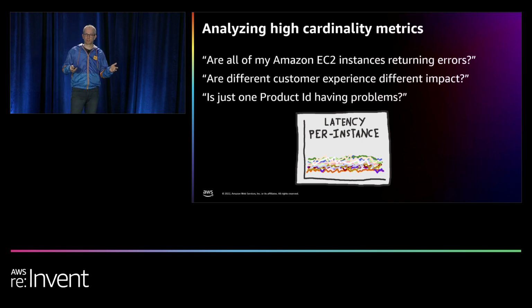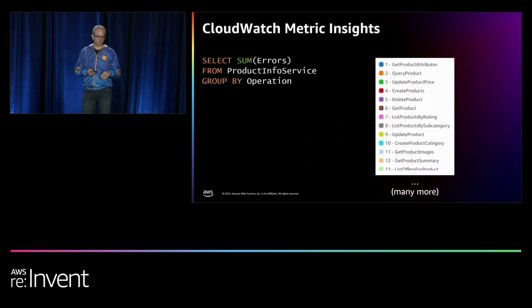Are different customers having different types of impact? Okay, now we need to start looking at each customer, but we can't look at every single one, so we need some way to sift through that. So there are some really interesting questions, but we can't just plot them all and use our eyeballs to figure it out. So that's where some tools help us make sense of high cardinality metrics. One of those is CloudWatch Metric Insights.